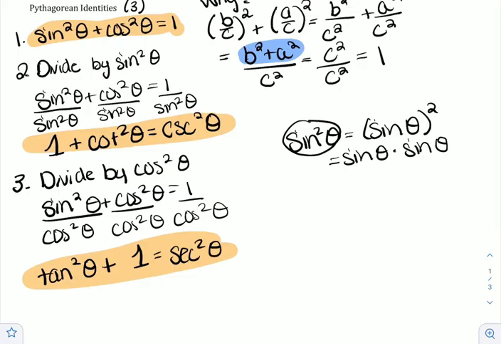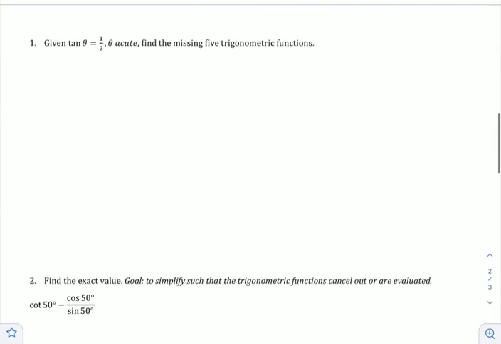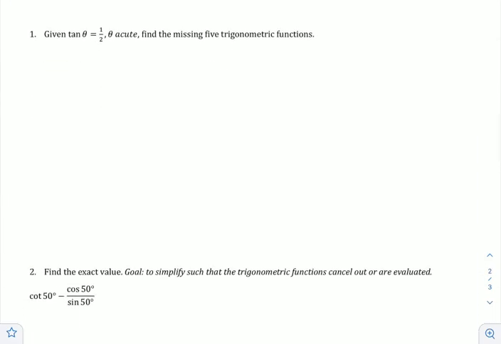Okay, so let's use some of these. We have given tangent of theta equals 1/2, theta acute. Find the 5 missing trig functions. So the first one we can find, which requires very little work, is going to be cotangent. Because cotangent of theta is the reciprocal of tangent, so it's going to be the reciprocal of 1/2, which is 2 over 1, which just gives me 2.